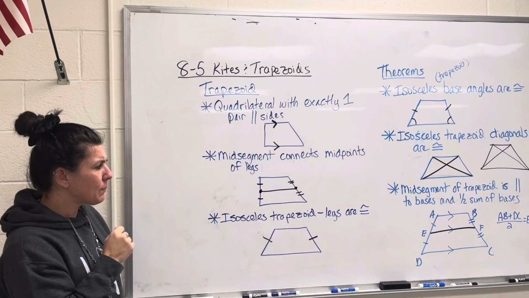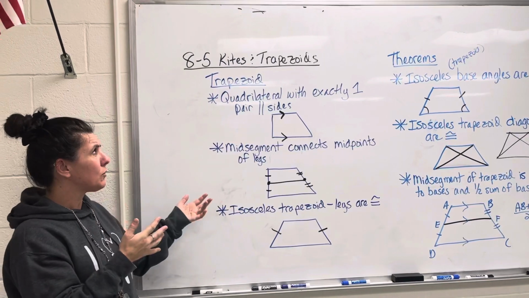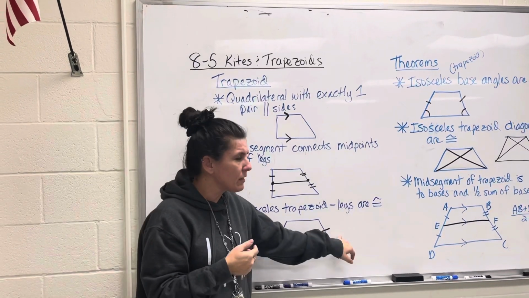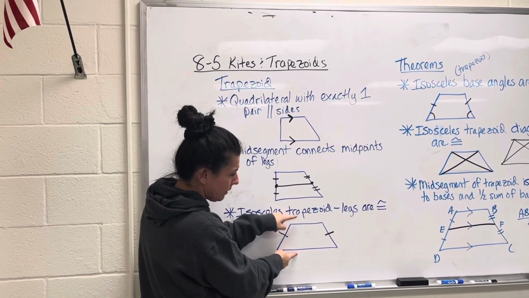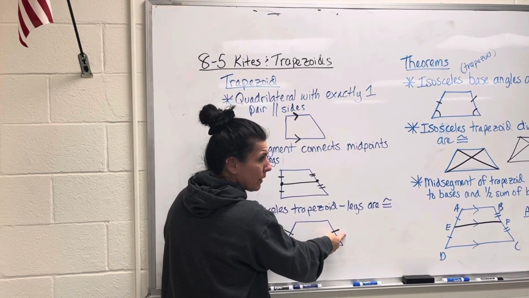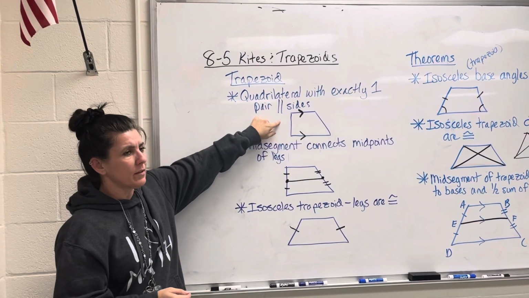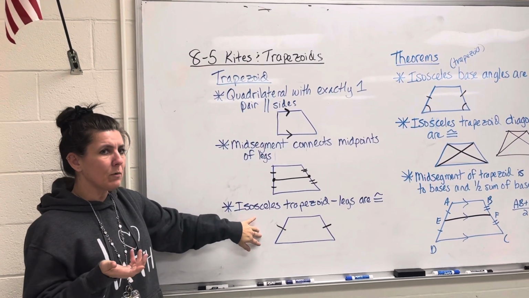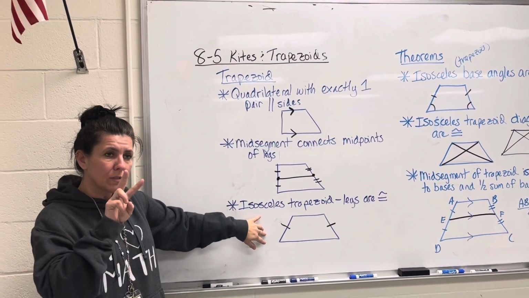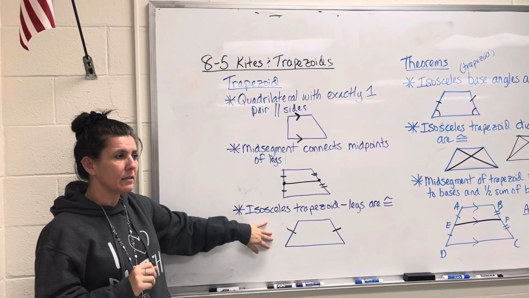An isosceles trapezoid, the legs are congruent. So it's still a trapezoid, but the legs are the same length. So you still have one set of parallel lines. It's just that the legs are congruent. They're not always congruent, as you can see in this picture. This one's a specific kind of trapezoid. And if you remember an isosceles triangle having two sides congruent, this is a similar idea and an easy way to remember it.